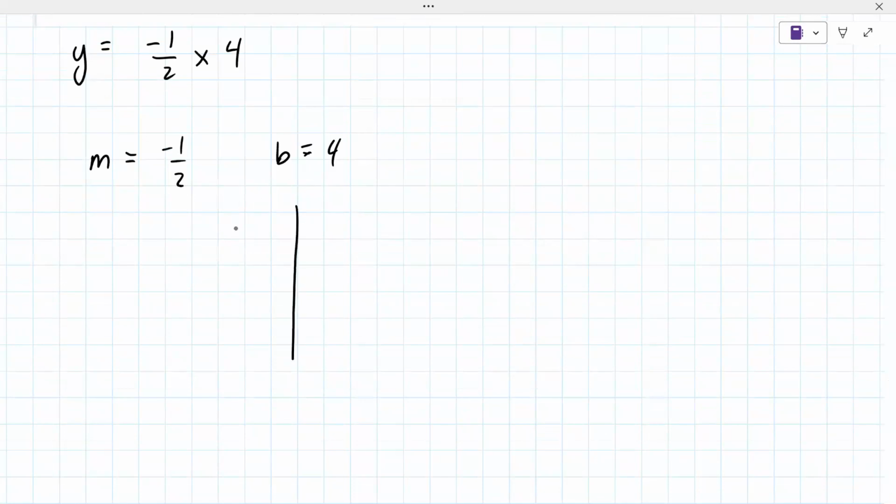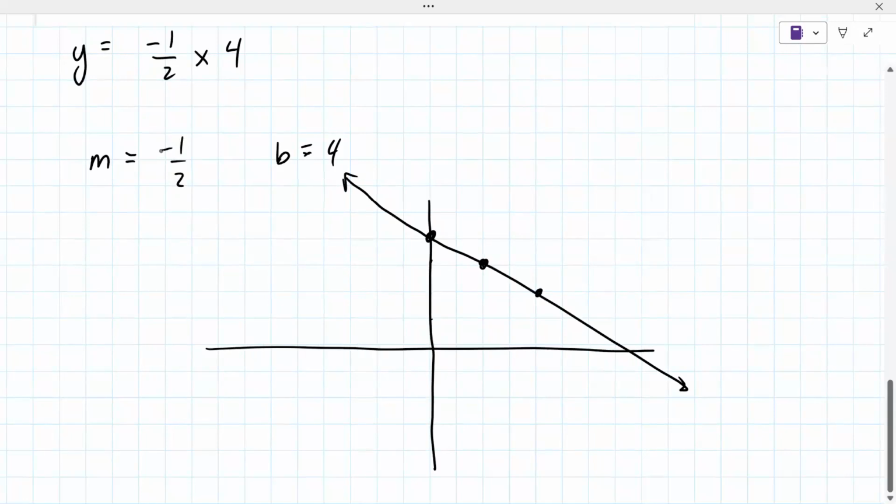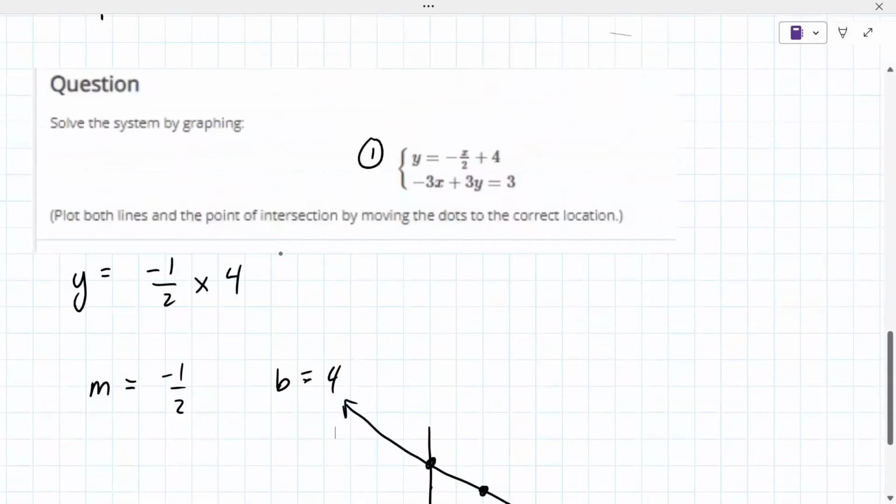You're going to want to grab one of them and go up to 1, 2, 3, 4. You're going to put a dot up there at 4. And then the slope, do you remember what the slope of -1/2 means? You go down 1 and then 2 to the right. Down 1 and right 2, down 1, right 2. So you're going to want to get your first line graphed as well. You can try that, and then I'll check it later on. The next thing is to grab the second equation here.